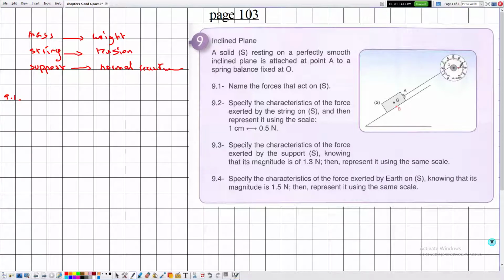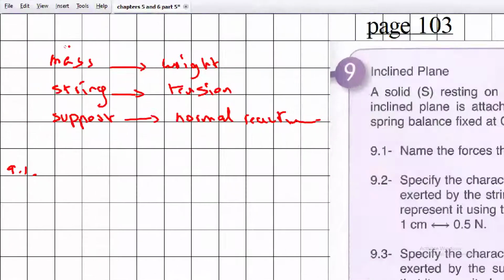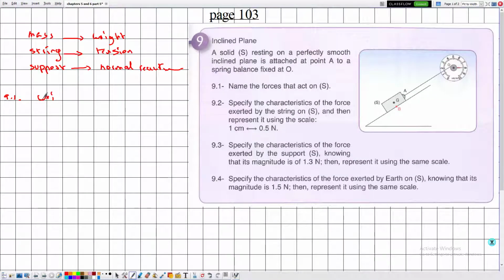Now in 9.1, name the forces that act on S. Because the solid S has a mass, then it will be directly subjected to the weight, as we have mentioned here. And because we have a support, this is the support, then it will be directly subjected to the normal reaction given by N or R, it's the same. And because we have a string, then it will be subjected to the tension T. These are the different forces acting on the solid S.